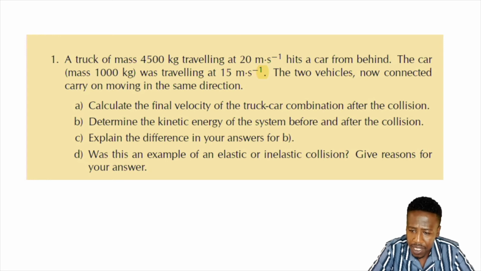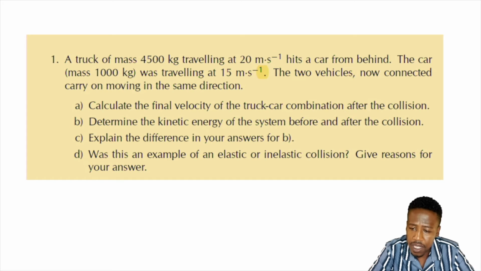Now here, let's look at the direction. Since we are not given the direction of both the truck and the car, I'm going to assume they were moving in an east direction, and I will write that as my positive direction, because here it doesn't say in which direction the car or the truck is moving. So we would assume that the car and the truck are moving in the same direction, and I would say that direction is eastward.